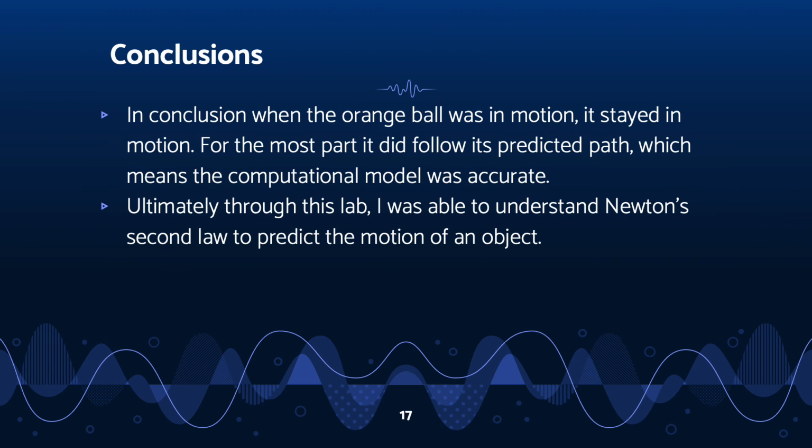In conclusion, when the orange ball was in motion, it stayed in motion, and for the most part, it did follow its predicted path, which means that the computational model was mostly accurate. Throughout this lab, I was able to understand Newton's second law to predict motion and velocity of an object.